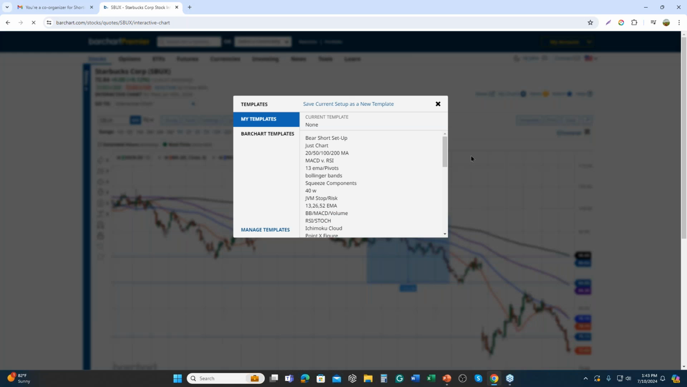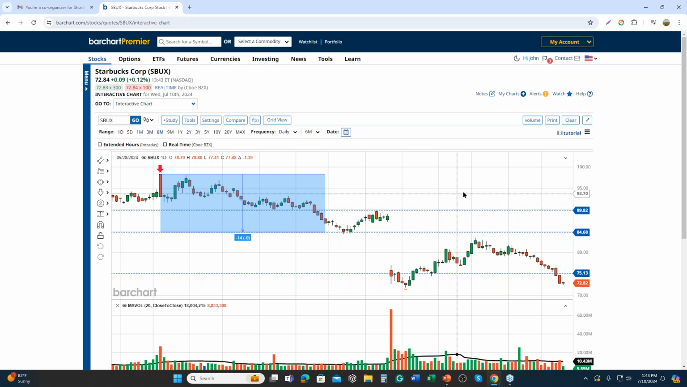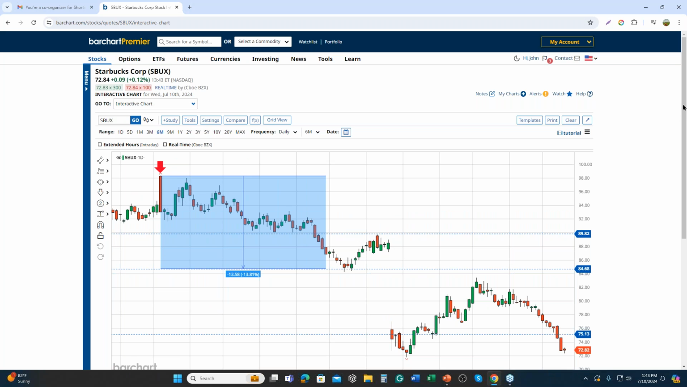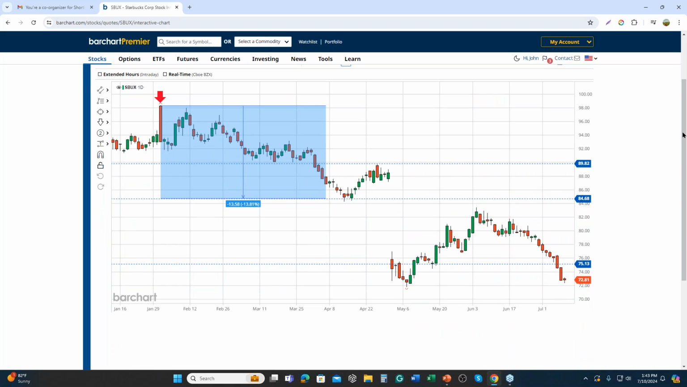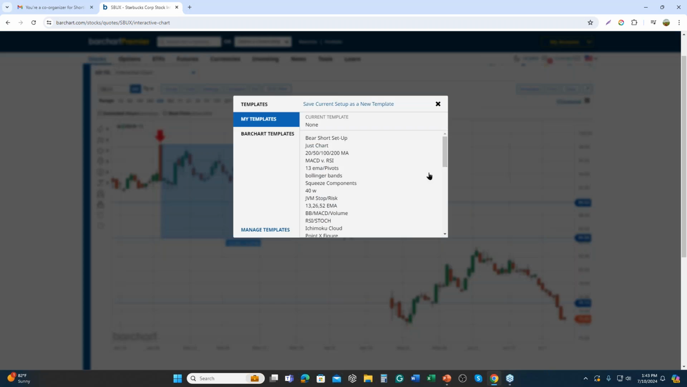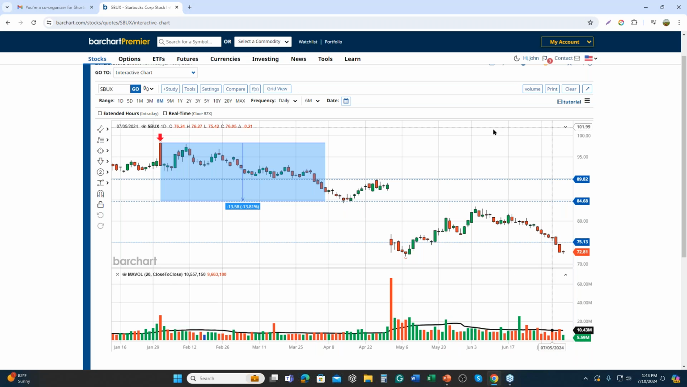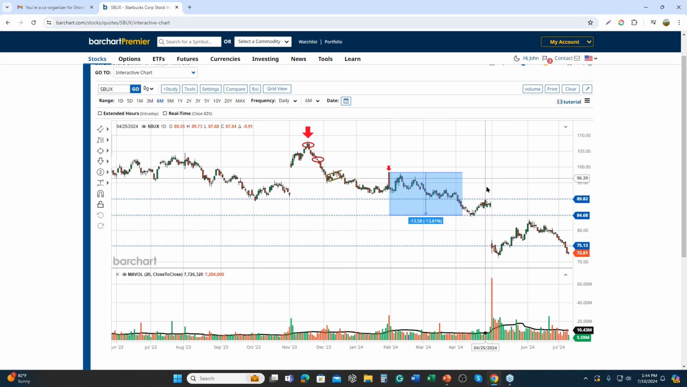These are some templates of my own. One of the benefits of being a premium member is you can create an unlimited number of templates. Oh, I think I just got rid of volume. Okay, so again, here was that V bottom in Starbucks.